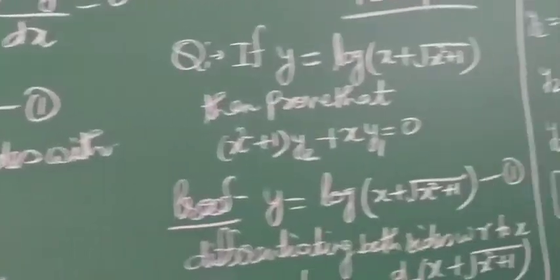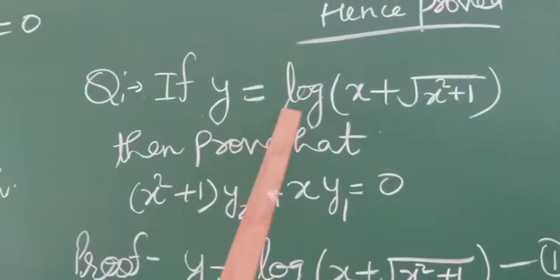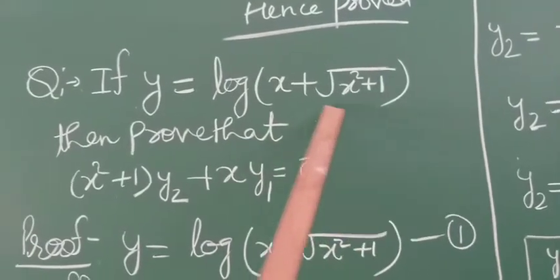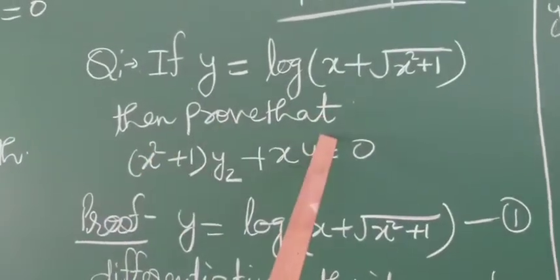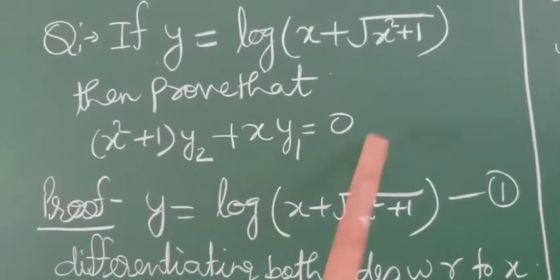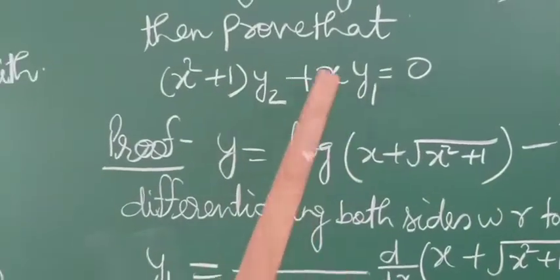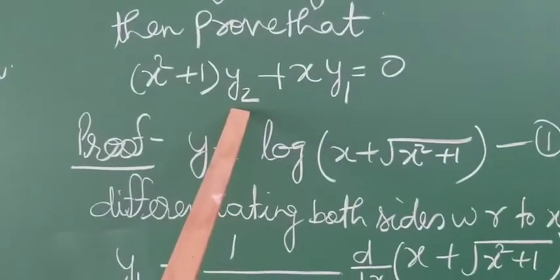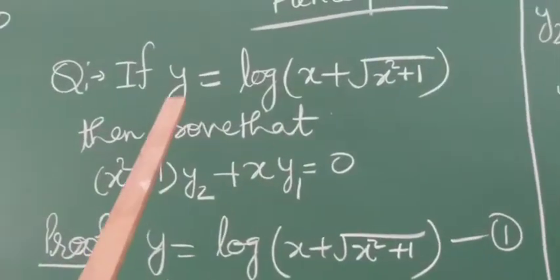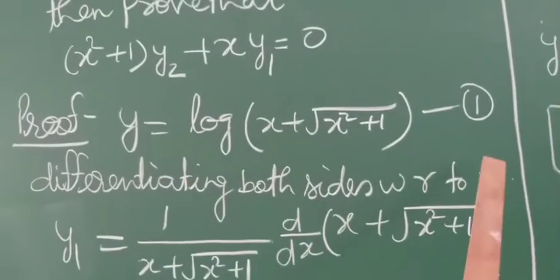Okay. Now students, next question. If y equals log of (x plus root x square plus 1) in bracket, then prove that (x square plus 1) y2 plus x y1 equals 0. y1 means first order derivative, student, and y2 means second order derivative. So students, this is the question. I have supposed it as equation number 1.